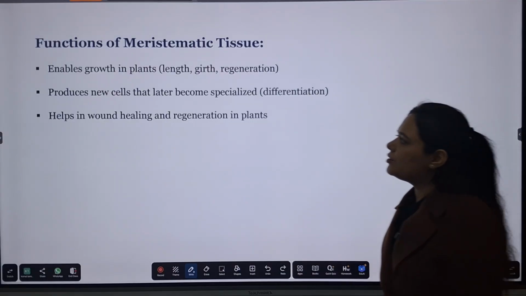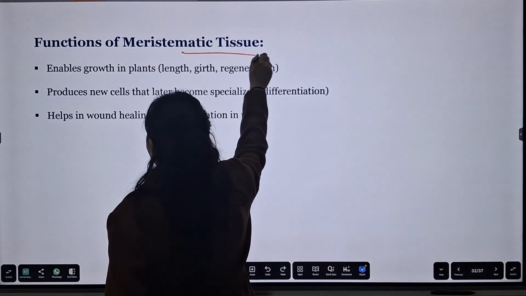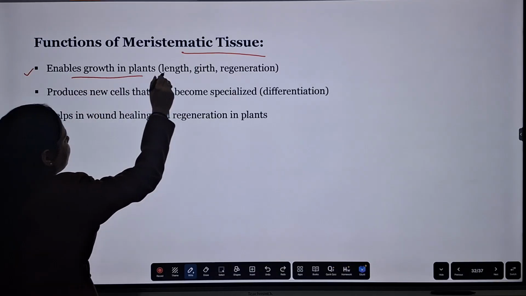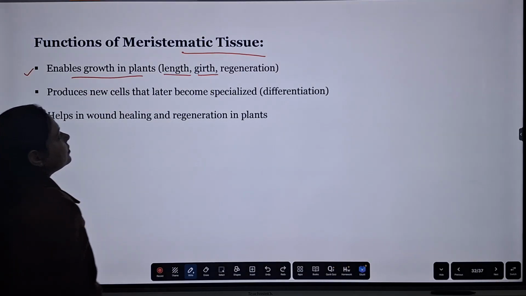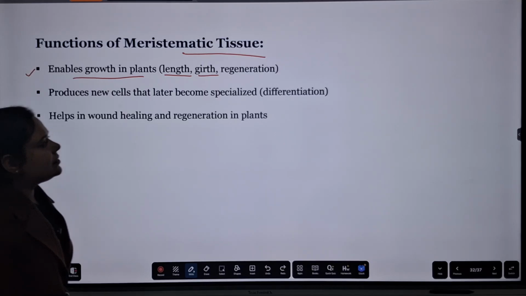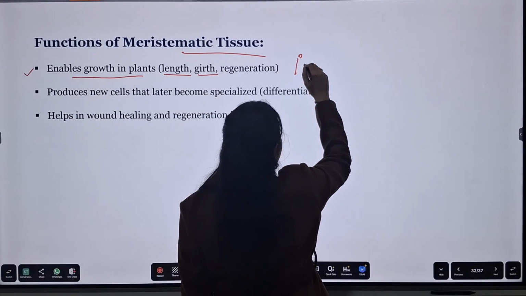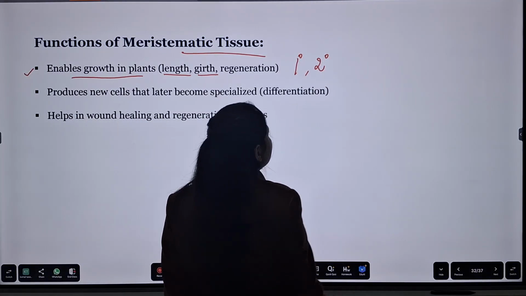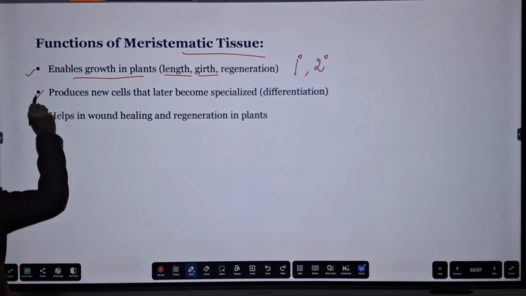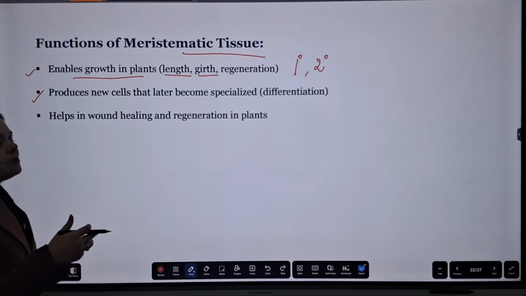Now let's see the functions of meristematic tissues. Meristematic tissue enables growth in plant in length, girth, and also helps in regeneration. So basically we can say they help in the primary growth as well as secondary growth in plants, meristematic tissue. Second is they produce new cells that later become specialized.